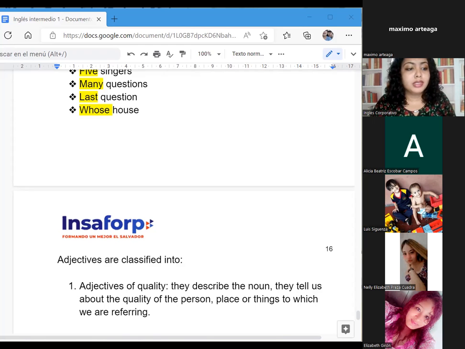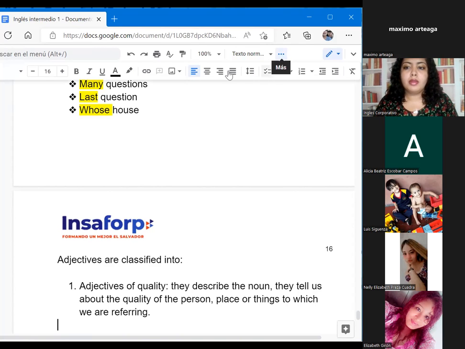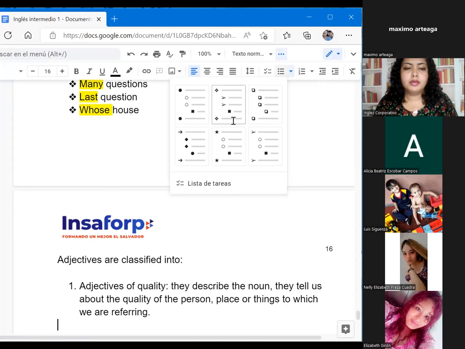They are adjectives that are formed from others. The first is from a noun, the second from a verb, and the third from another adjective. So in this case, the first classification or the first group is divided into three smaller groups. Let's see the first one. Okay, this one.